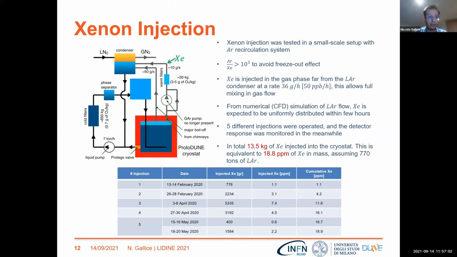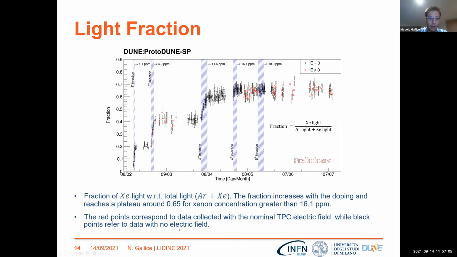Also, you can see that uniformity changes would also appear as different yields of xenon light production. So you can see that here it is quite stable after the doping. These are indications that it's a good assumption to think that the xenon is well distributed, up to the light correction, the non-uniformity in the right part of the detector.